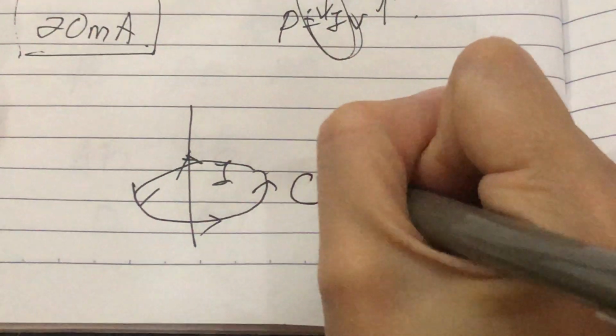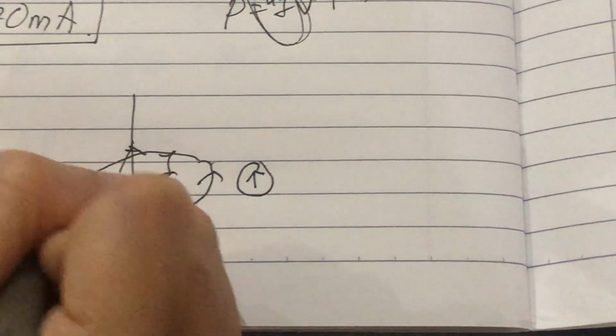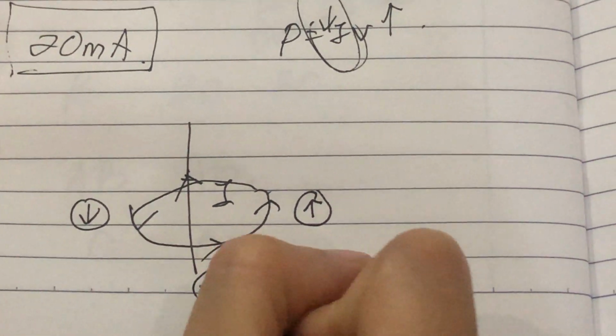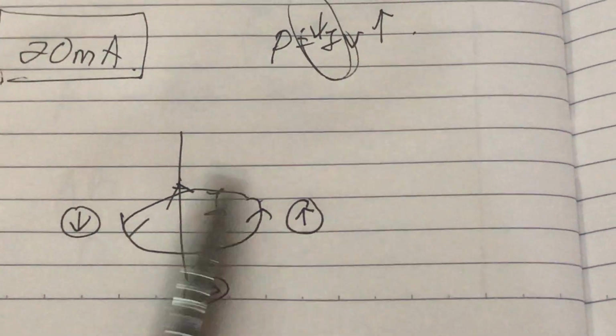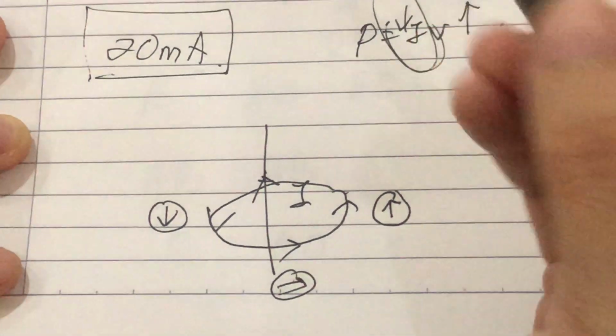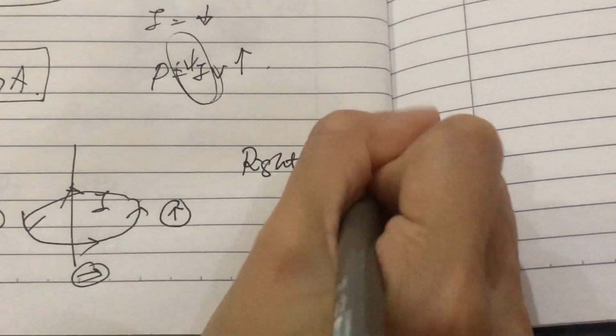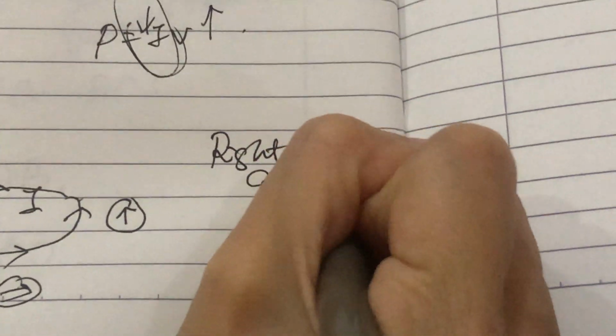If I put a compass here, I can see that the needle will turn that side, and if I put a compass here, it will point like this. So this is the direction of the electromagnetic field. We use the right hand grip rule. Of course, this is only one wire.